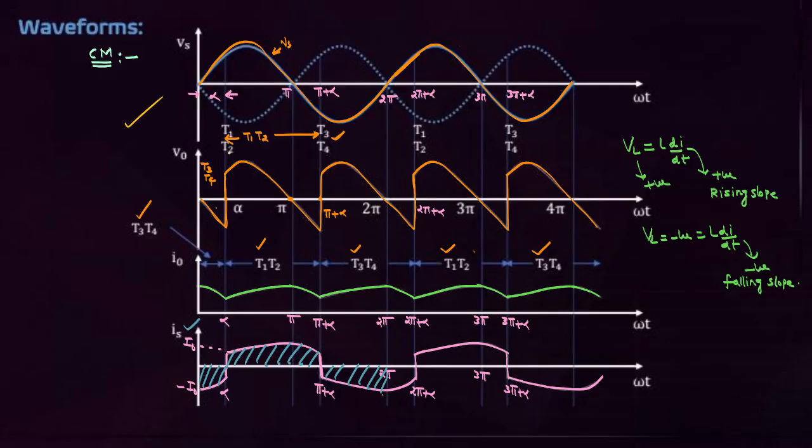And these are the waveforms with respect to continuous mode of operation. This is the average output voltage, that is the output voltage waveform. And this is the output current waveform. Let us assume that we are supplying a constant current to the load. Simply we can draw one straight line also, that is also correct.